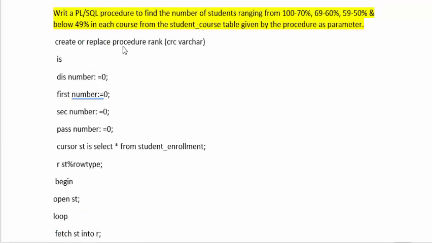Let us see another example of a procedure. Write a PL/SQL procedure to find the number of students ranging from 100% to 70%, 69 to 60%, 59 to 50%, and below 49% in each course from the student course table, given by the procedure as a parameter. That means we have to pass the course name as an argument to the procedure. So, create or replace procedure rank, with CRC, that is course, as varchar.